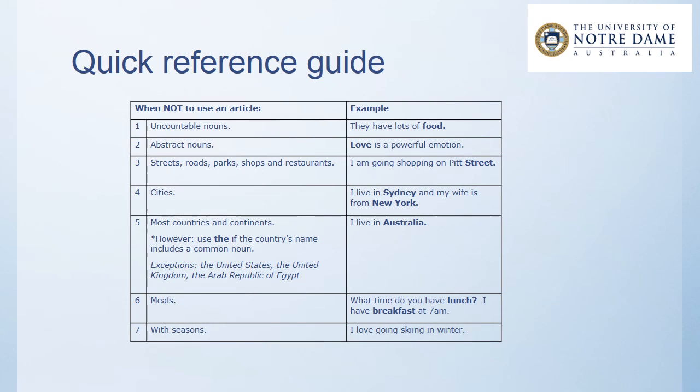The next slide, another quick reference table. In this case, the left-hand column shows us some examples of when not to use an article. And on the right-hand side, we have an example of what this would look like. You can come back to this slide later too, anytime you want.